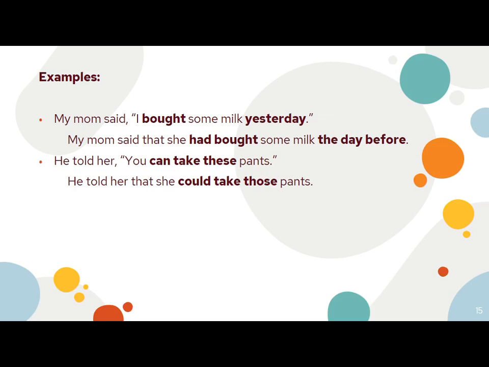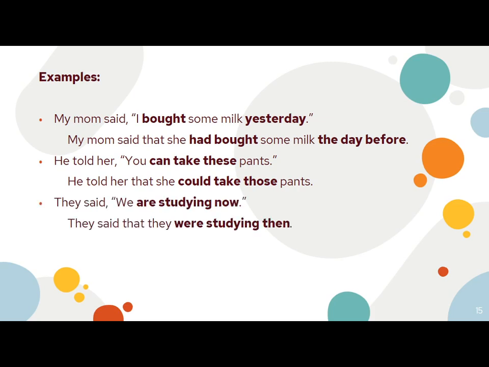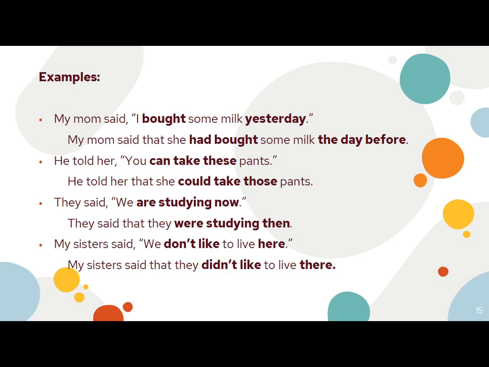He told her, you can take these pens. He told her that she could take those pens. If you see in the case of can take, we have could take. Remember that we only have to change can into could. In the case of take, because it is an infinitive, we're going to just leave it like that. In the case of these pens, we're going to have those pens. They said we are studying now, and they said that they were studying then. And my sister said, we don't like to live here. My sister said that they didn't like to live there.